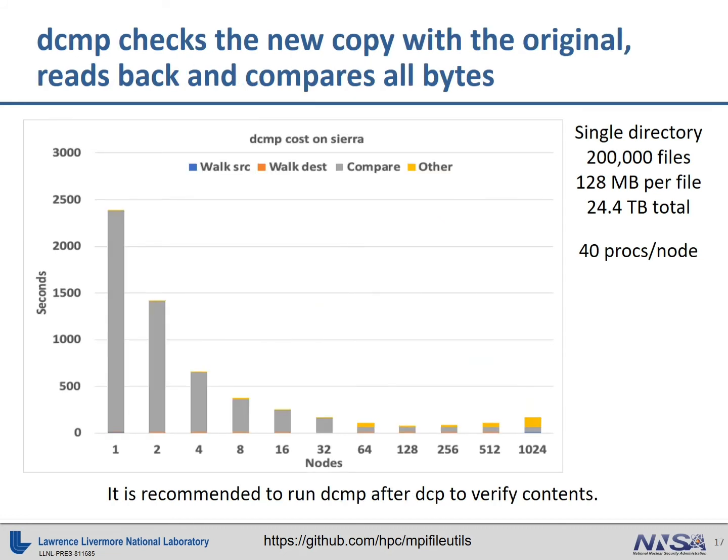Moving on to the dcompare tool. Again, we use dcompare to compare the source directory to the destination directory to verify that all the bytes are the same across all the files. So this is actually reading in the bytes from all the source files and the corresponding bytes for all the destination files and doing a comparison byte-wise. So it's a very read-heavy operation. It's recommended to run this tool after you do a DCP just to verify that the contents are correct. Anyway, we can produce a similar kind of chart that we did with DCP, and you see a very similar behavior with dcmp.